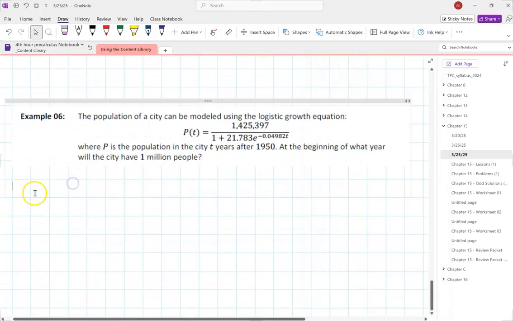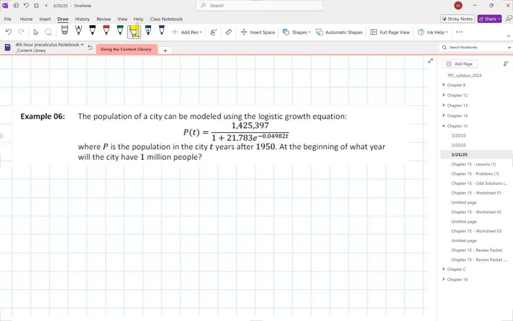One more example and we're done here for today. Yay! This says the population of a city can be modeled using the logistic growth equation, P of t equals yada yada yada, where P is the population in the city t years after 1950. Look at this. They did that same trick that we used on the previous problem. That's nice. At the beginning of what year will the city have 1 million people?